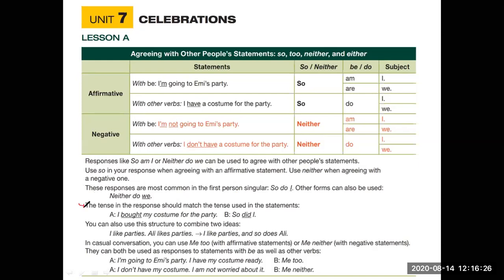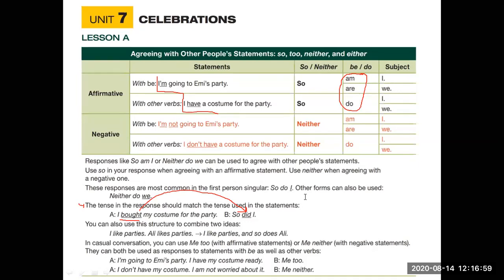The tense in the response should match the sentence used in the statements. In these examples, we are using the simple present, right? That is why we are using the auxiliary verb in present. But if they say, I bought, it is past. So the auxiliary should be past. So did I. I bought my costume for the party. So did I.